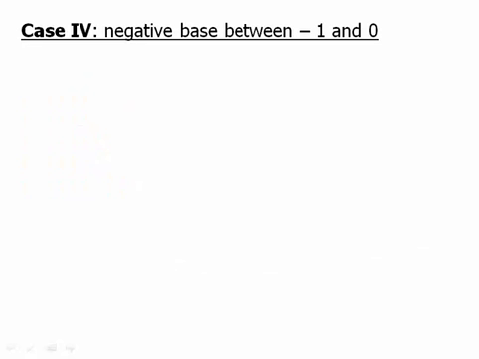Finally, the last case, a negative fraction. That is to say, a negative base between 0 and -1. So this would be a number that is negative and has an absolute value less than 1. It is between -1 and 0. So let's take -1/2. (-1/2) to the 1 is, of course, -1/2.